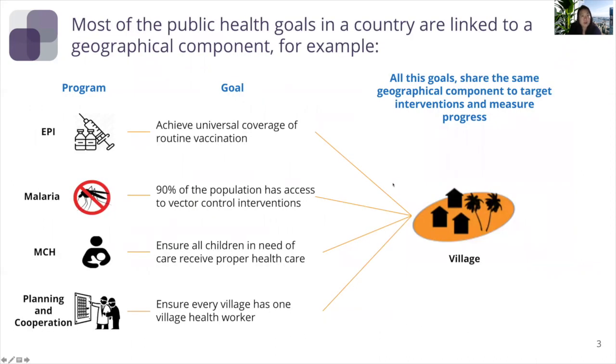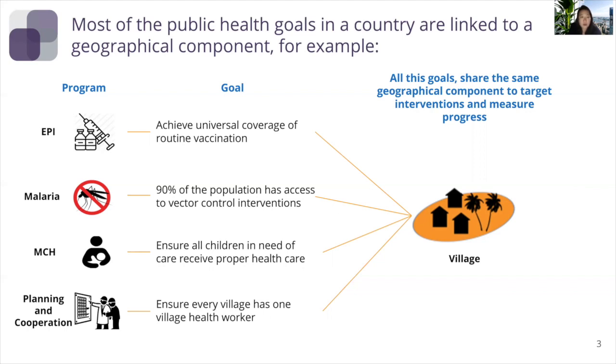As an example, most public health goals in a country are linked somehow to a geographic component. For example, within an EPI program, there might be a goal to achieve universal coverage of a routine vaccination. In order to achieve that goal, they might need to know what is the village, what is the unit that we are looking to achieve universal coverage within. A national malaria program might have the goal of 90% of the population having access to vector control interventions. A maternal child health program might want to ensure all coverage in need of care receive proper health care. And a Department of Planning and Cooperation might want to ensure every village has one village health worker.